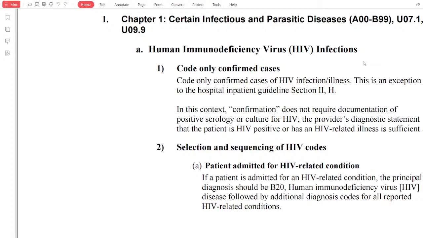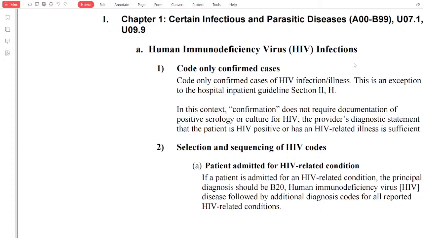First condition: human immunodeficiency virus, HIV infection. In this case, code only confirmed cases. This is an exception to the hospital inpatient guideline section. Confirmation does not require the provider's documentation. You don't have to code unless it is confirmed. Code only for confirmed cases.